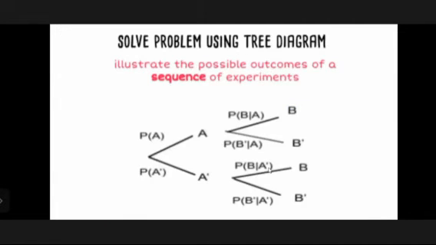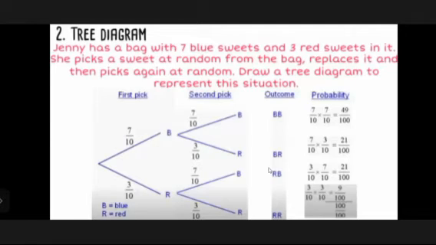Oh, can you give some examples? Sure, I'm going to share. This is the example. Jenny has 7 blue sweets and 3 red sweets, and she's going to pick a sweet randomly, put it back and pick again. B equals blue and R equals red. There are 7 blue balls and the total number of balls is 10. There are 3 red balls and the total number of balls is 10. So the probability of choosing a red ball is 3 over 10.